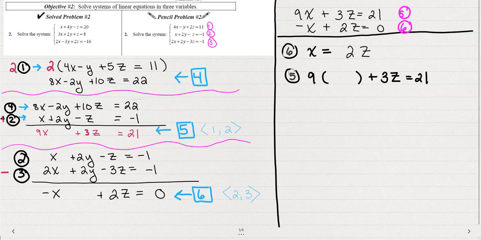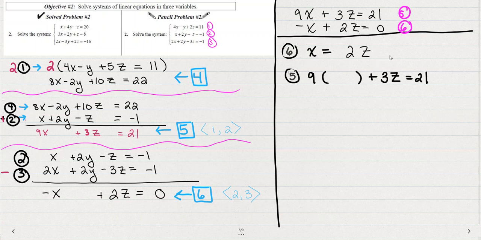I'm going to erase some of this, or actually, I'll leave it here. I was going to erase this piece to the left, but we'll leave it there for now. But we might need to go back to erase it to make more space. Well, let's see. If I take equation 6 and solve it for x, I'd have x equals 2z.